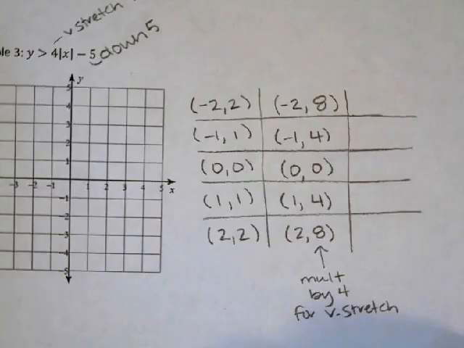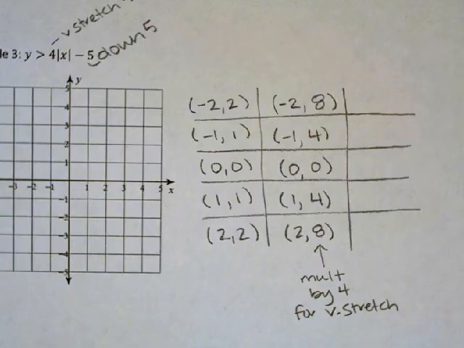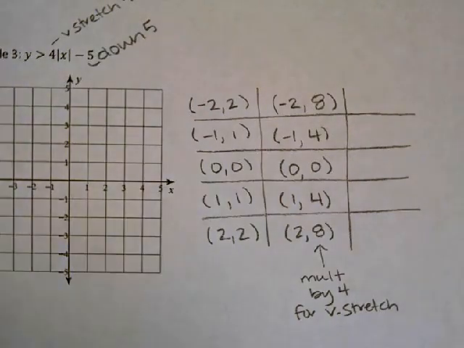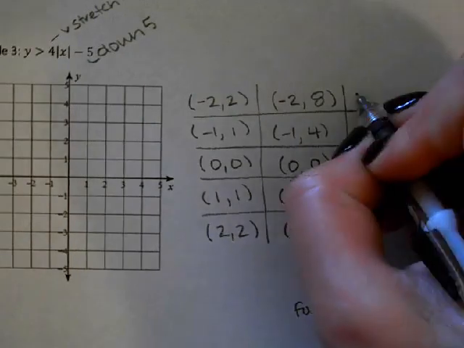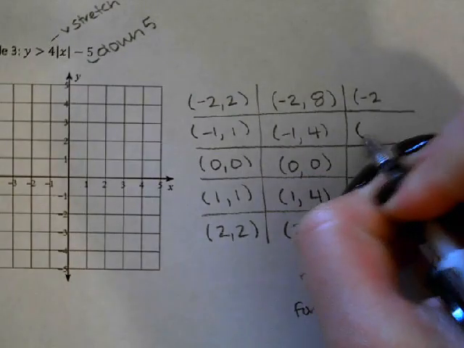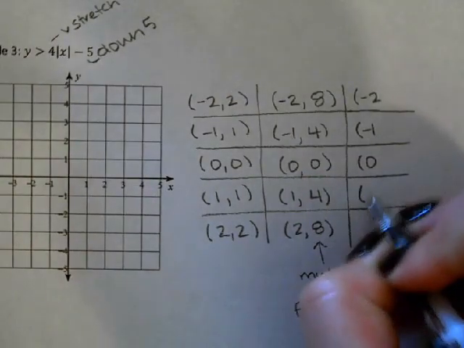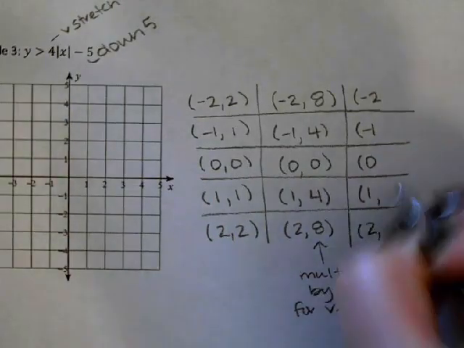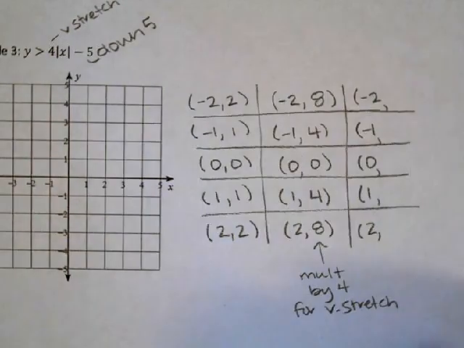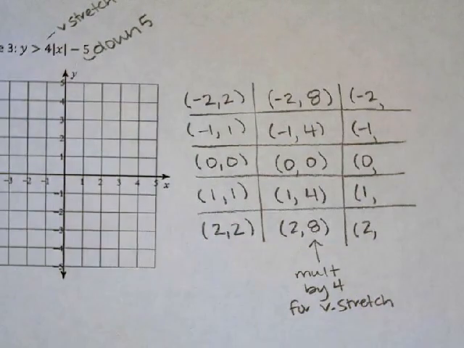So how do we do a shift of down 5? Subtract 5 from the y coordinate. Okay, so we're keeping the x coordinates the same. And then we're going to take each of our y coordinates and subtract 5.